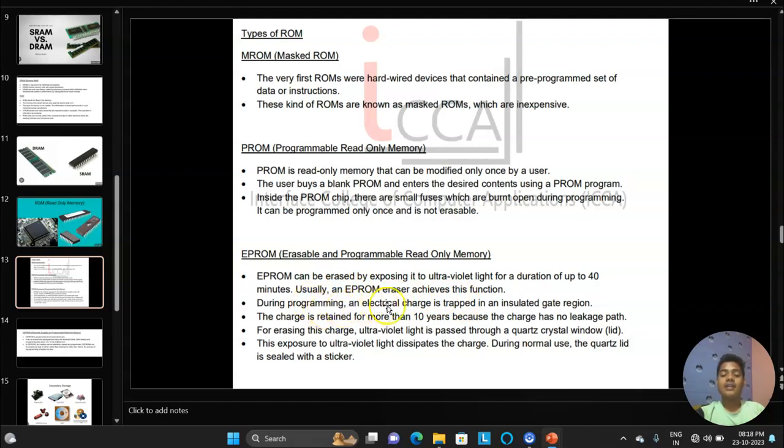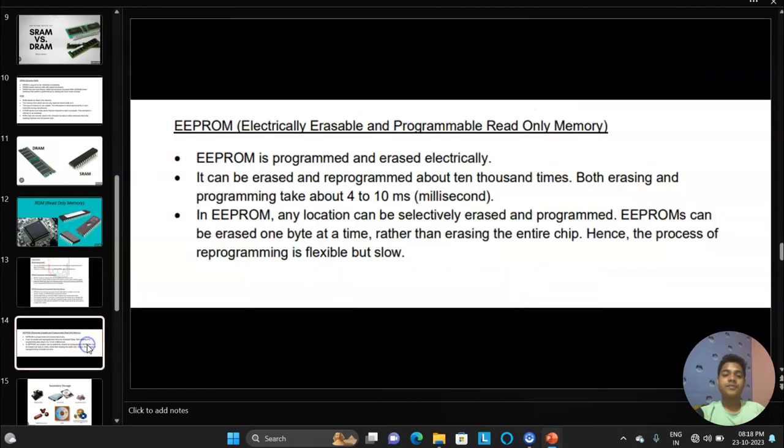During programming, an electric charge is trapped in an insulated gate region. The charge is retained for more than 10 years because the charge has no leakage path. In an EPROM, exposure to ultraviolet light dissipates the charge. During normal use, the quartz window is sealed with a sticker.